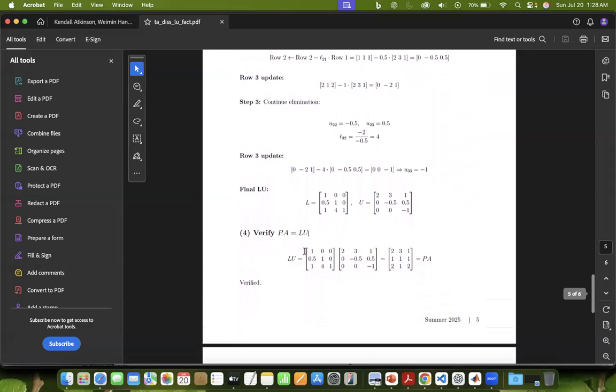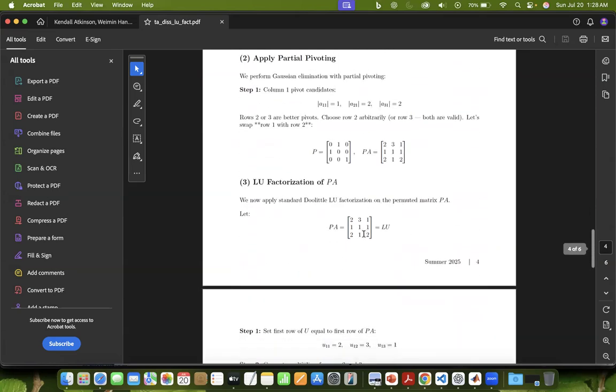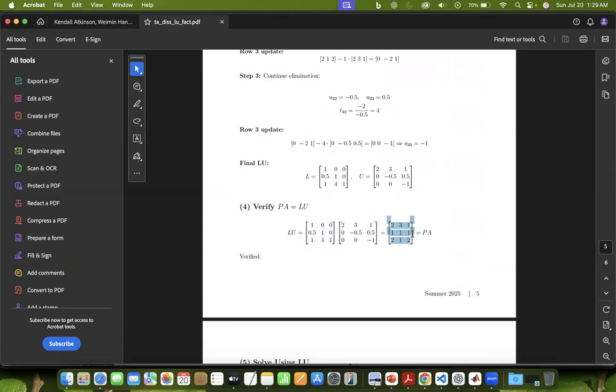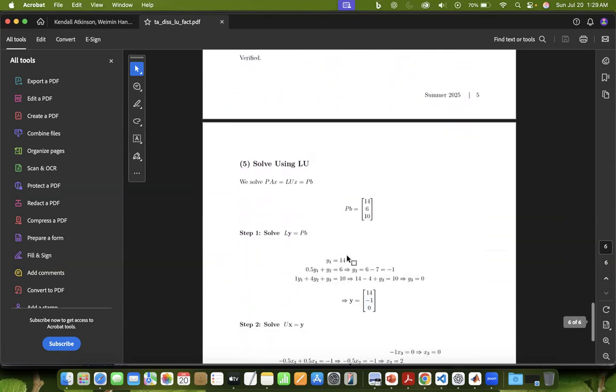Okay. So do this step. PA equals LU. P is already known. A is also known. So PA is this, right? And then you have known L and U. So multiply LU, and you're going to see it gives you this matrix. So that means our calculations are correct.